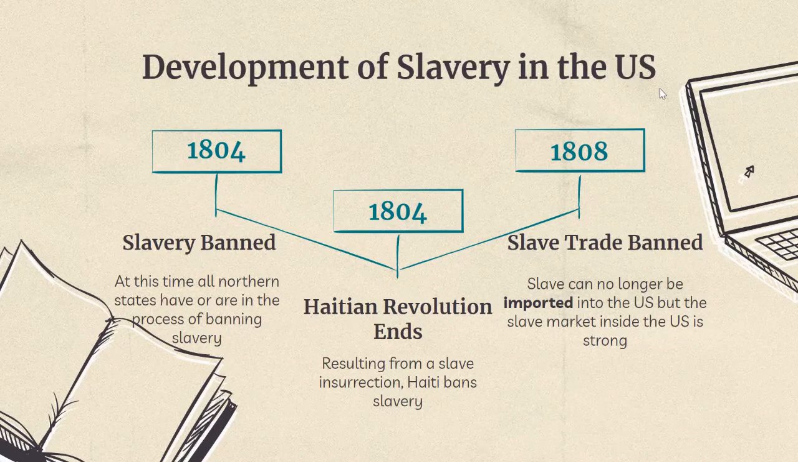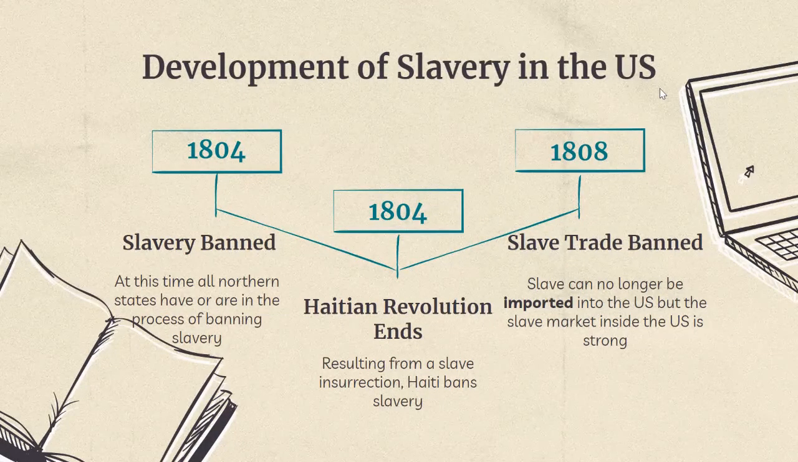This drives so much fear into slave owners in the United States, and slave owners work hard to stop their slaves from getting an education. They drive more fear and are more oppressive to slaves because they fear something like the Haitian Revolution happening in the United States. The slave trade in 1808 is banned.